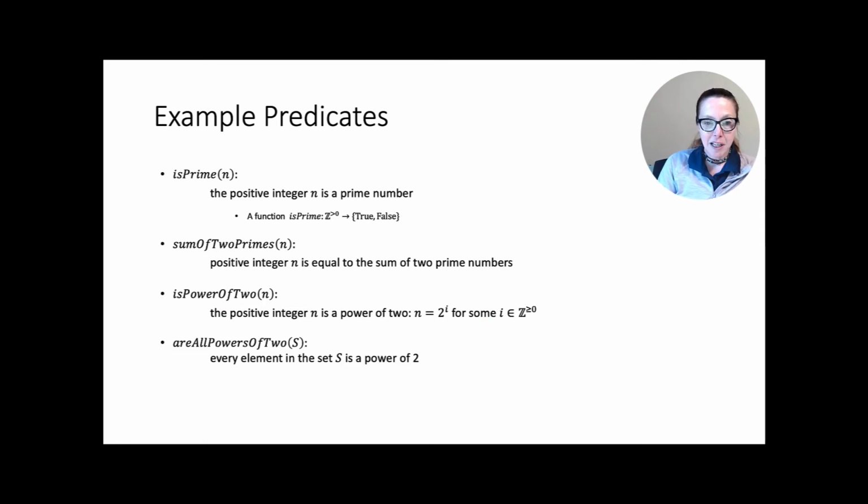And we could expand upon that and say, are all powers of 2. And instead of taking in an integer, this time we'll take in a set of integers. Every element in the set is a power of 2. And so we can make use of existing predicates in order to define that.